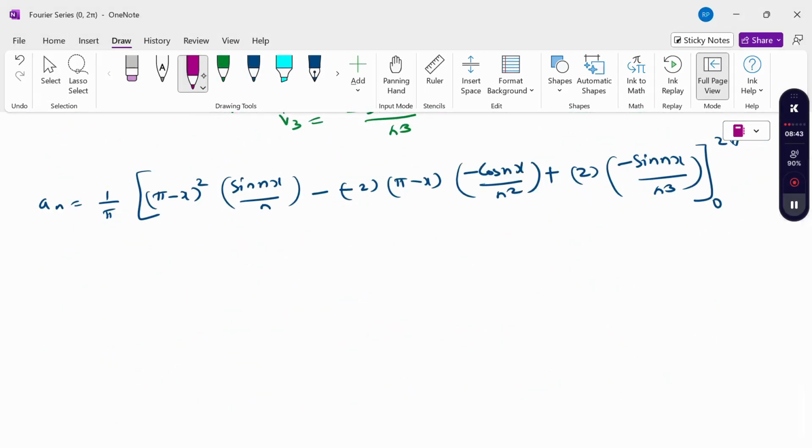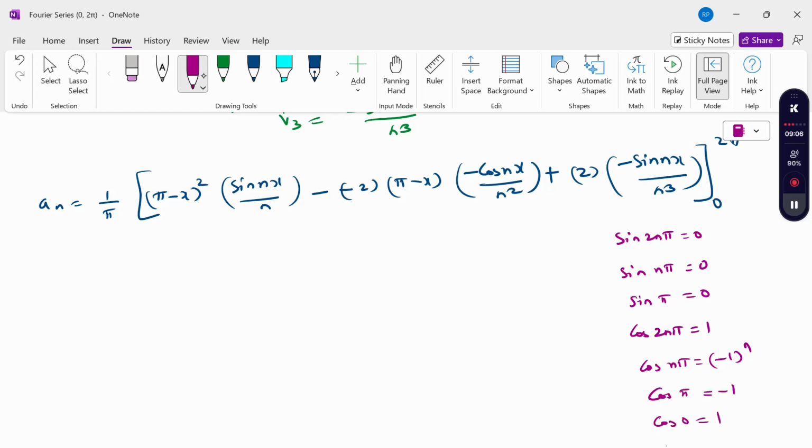For here, see sin 2n pi is 0, sin n pi is 0, sin pi is 0. Similarly cos 2n pi is 1, cos n pi is minus 1 power n, cos pi is minus 1, cos 0 is 1, sin 0 is 0. So this is the value.